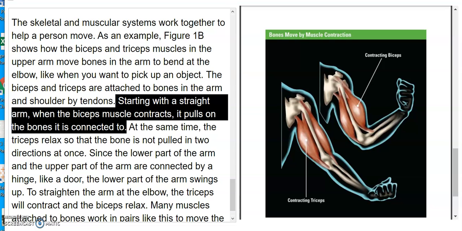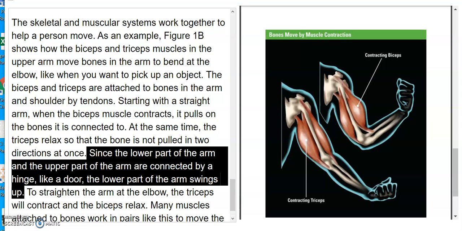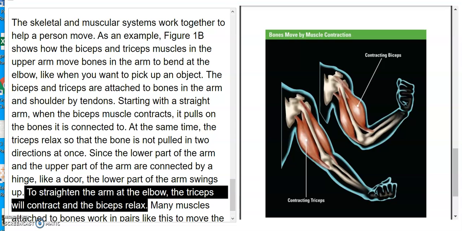Starting with a straight arm, when the biceps muscle contracts, it pulls on the bones it's connected to. At the same time, the triceps relax so that the bone is not pulled in two directions at once. That's a good thing. Since the lower part of the arm and the upper part of the arm are connected by a hinge like a door, the lower part of the arm swings up. To straighten the arm at the elbow, the triceps will contract and the biceps relax.